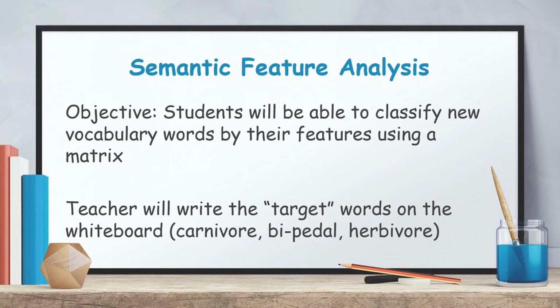So before we get started on the semantic feature analysis, you're going to write your target words on the whiteboard for all of the students to see. So on the whiteboard, I'm going to write carnivore, bipedal, and herbivore. And I'm going to ask the students about any prior knowledge they might already have about these 3 key terms.